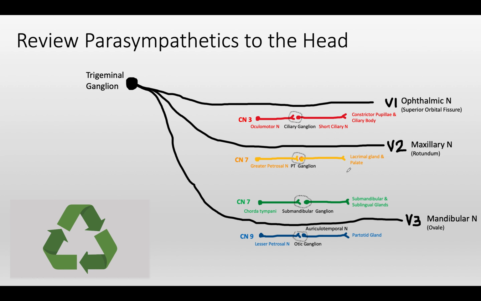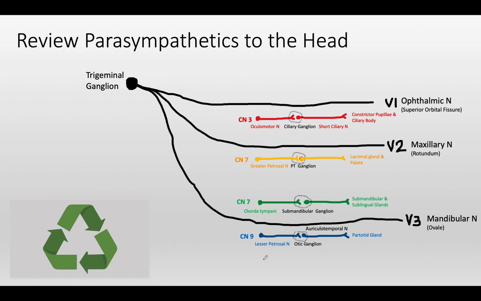Then we've got cranial nerve 7, our chorda tympani. Remember, that is providing the taste, not sensation. It's providing taste to the anterior 2/3 of the tongue, and then cranial nerve V3 is providing the sensation. It's going to be synapsing at the submandibular ganglion, and the postganglionic nerve is going to the submandibular and sublingual glands.